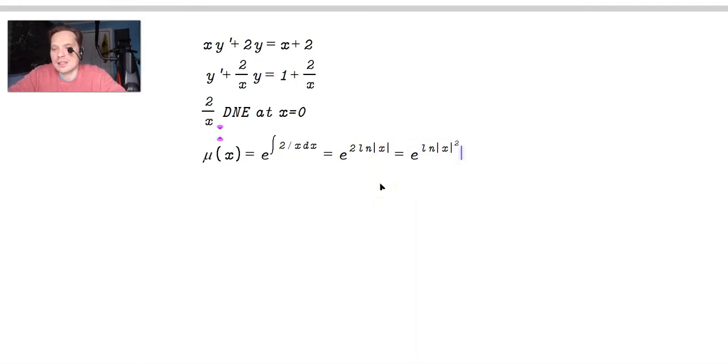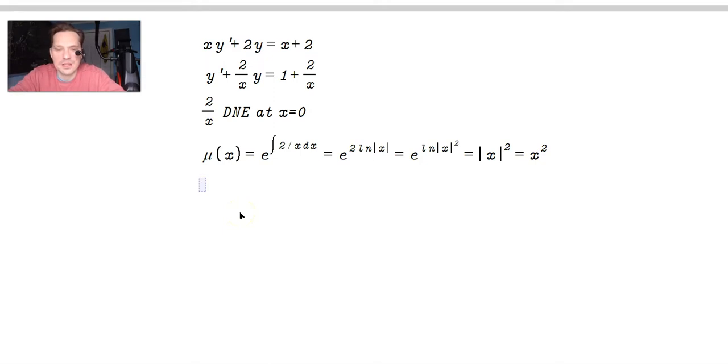And then lastly here, by the rules of logs, e and ln are inverse functions. You can cancel them off, and all you have left over is the absolute value of x squared, but that's just x squared. Doesn't matter what x is. If you first take its absolute value and you square it, it's the same as just squaring it in the first place, because squaring gets rid of negatives. Now multiply each term by x squared.